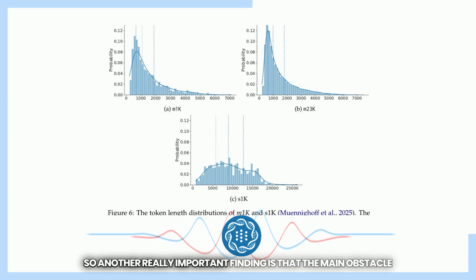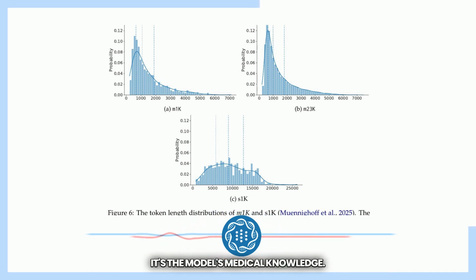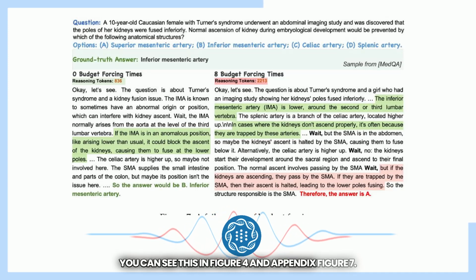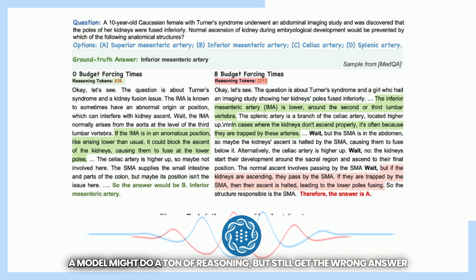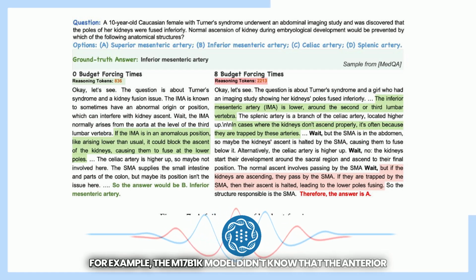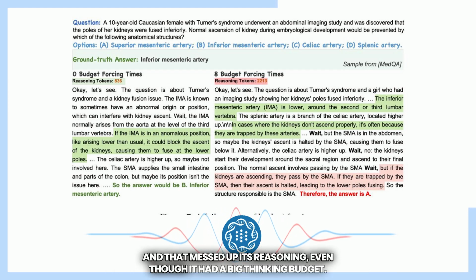So another really important finding is that the main obstacle in medical AI reasoning often isn't the thinking time. It's the model's medical knowledge. So the knowledge itself is the bottleneck. Exactly. You can see this in Figure 4 and Appendix Figure 7. A model might do a ton of reasoning, but still get the wrong answer if it's missing a key piece of information. For example, the M17B1K model didn't know that the anterior ethmoidal artery belongs to the internal carotid. And that messed up its reasoning, even though it had a big thinking budget.